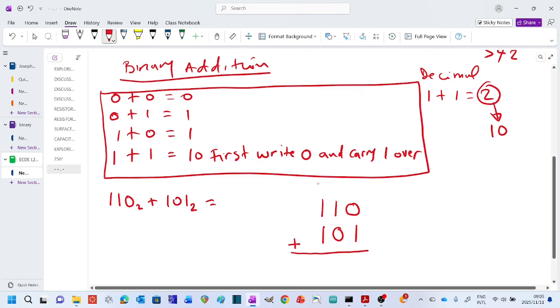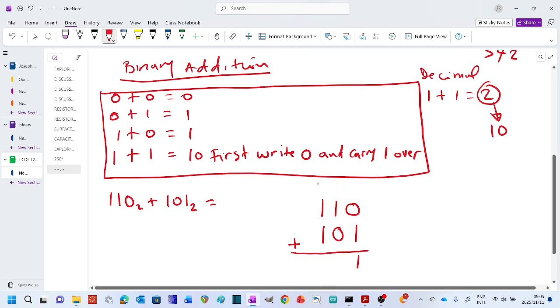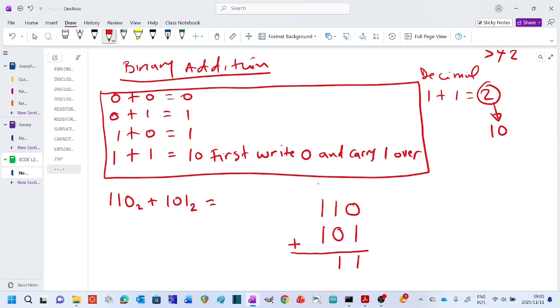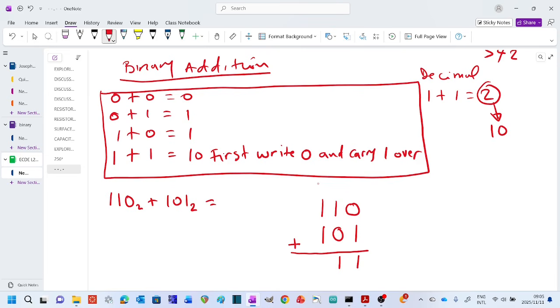Now we're following these rules. 0 plus 1 is 1. 1 plus 0 is 1. 1 plus 1, this is the rule, it's actually 10. Since this is the last number, you can just write 10.